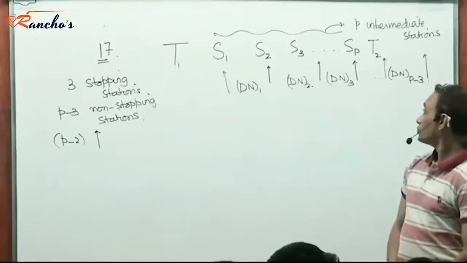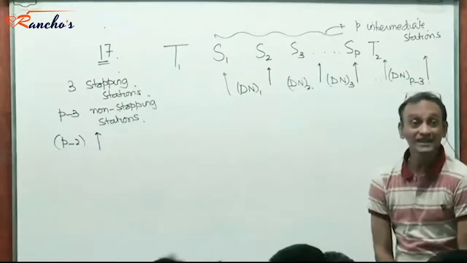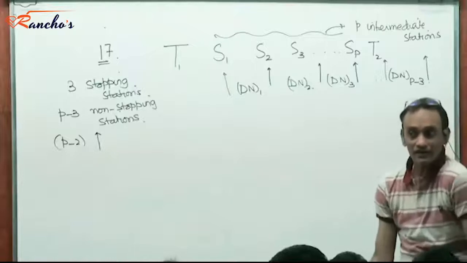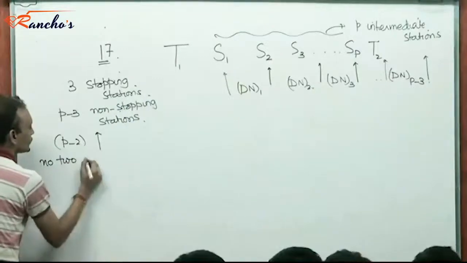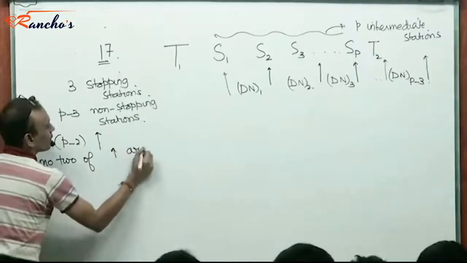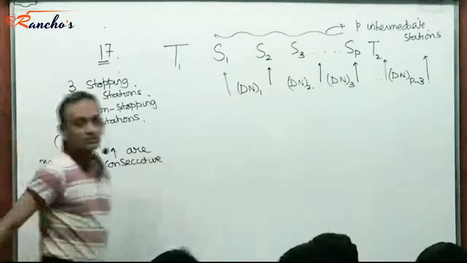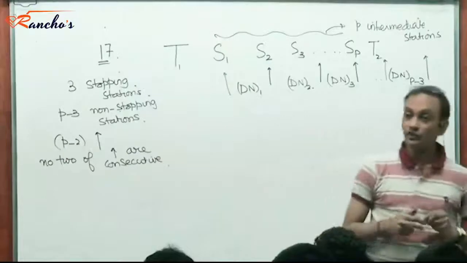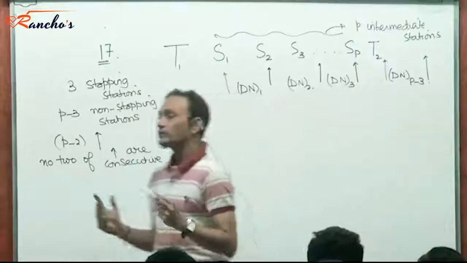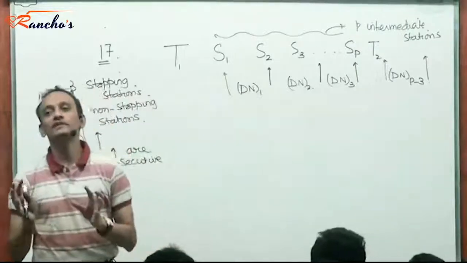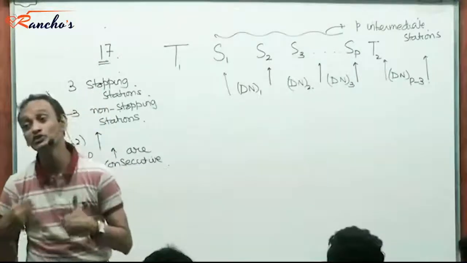Now, realize that no 2 of these arrows are consecutive. No 2 of these vertical arrows are consecutive, right? Yes or no? Now, this therefore could be used as eligible locations for the stations where they stop.